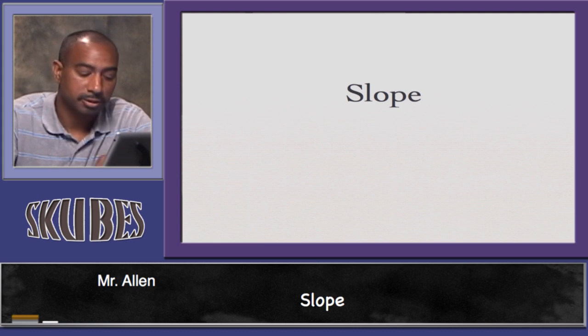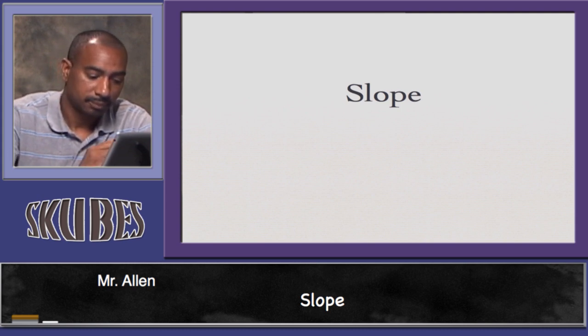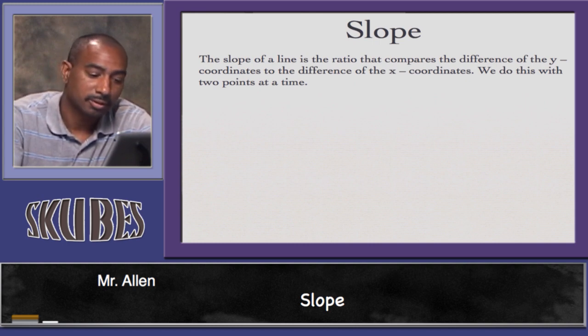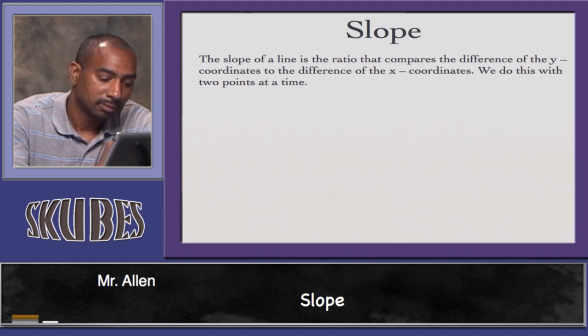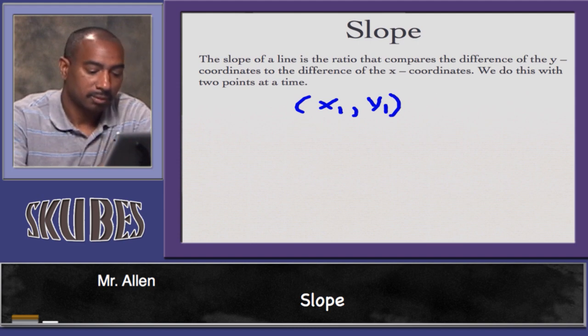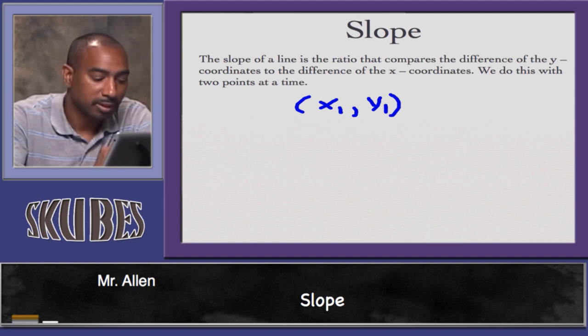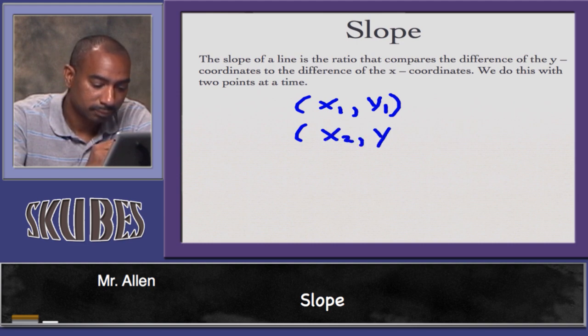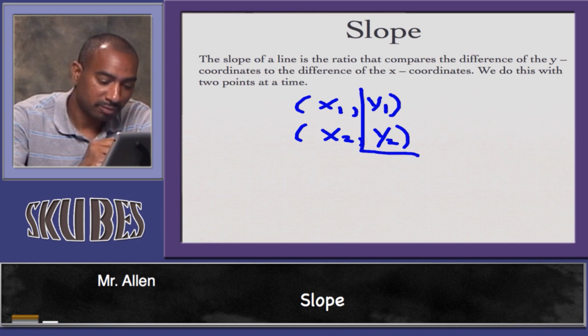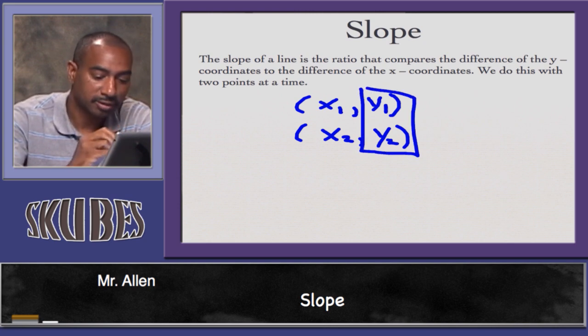Today our lesson is on slope. The slope of a line is the ratio that compares the difference of the y-coordinates to the difference of the x-coordinates. For example, if we have a first ordered pair here, that 1 represents the first ordered pair. If we had a second ordered pair, we're just comparing the difference in the y values and the difference in the x values.